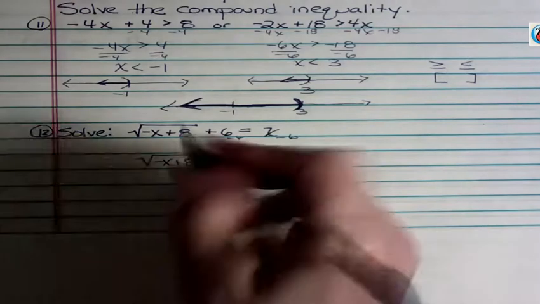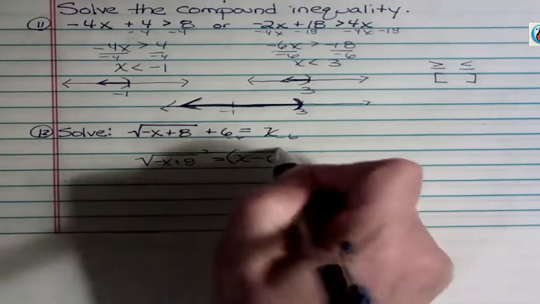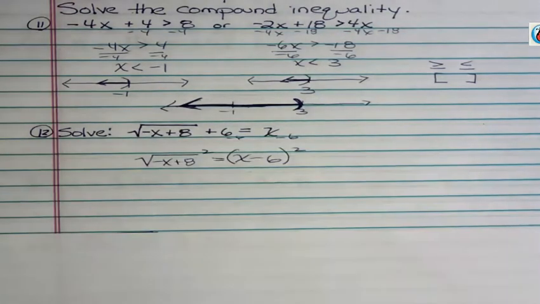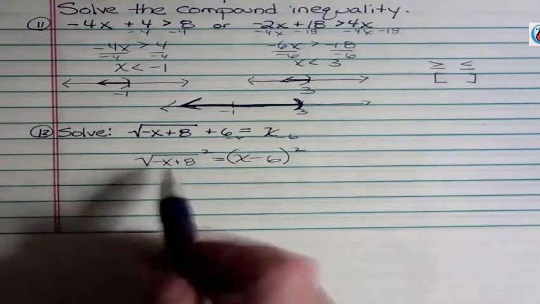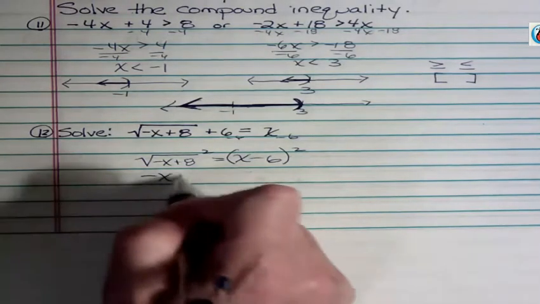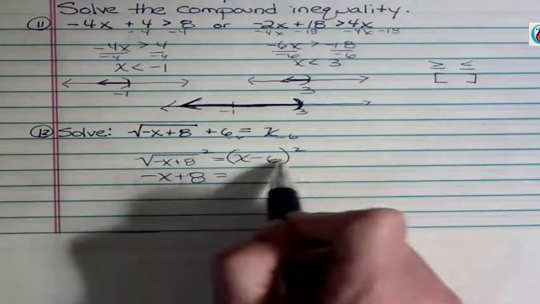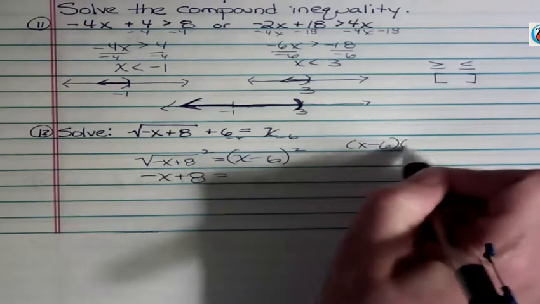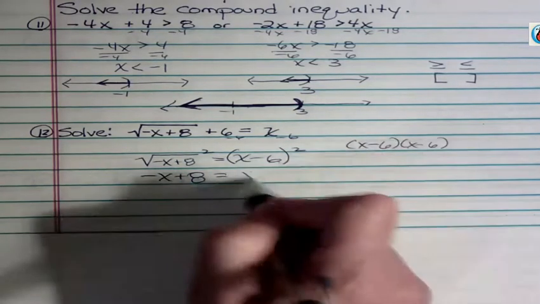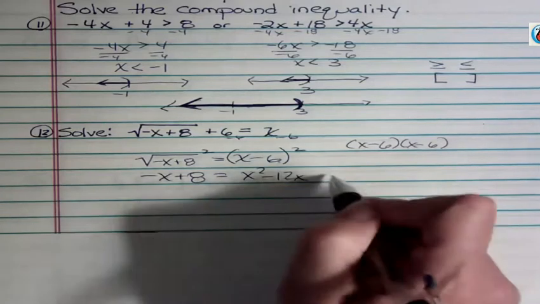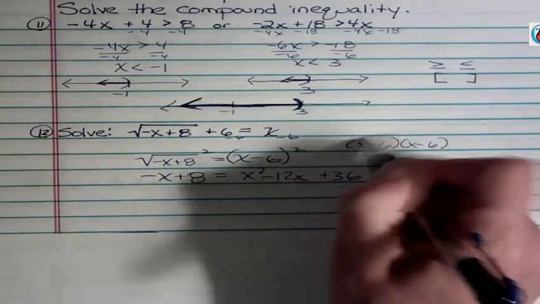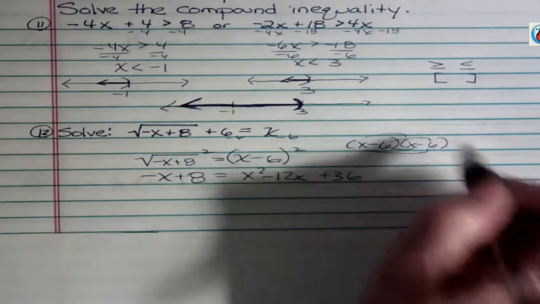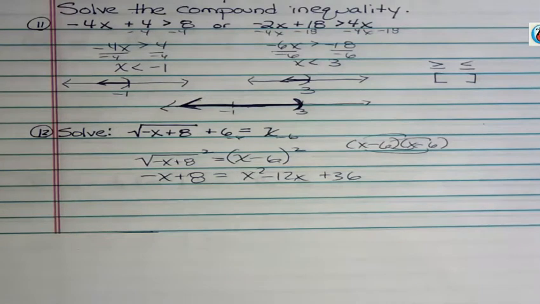So I'm going to square this side, and if I square this side, I need to remember to square it as a binomial. This square root to the second power is negative x plus 8. What happens over here? It's not x squared plus 36. Remember, you have to FOIL it, so you actually get x squared minus 12x plus 36. That's the FOIL that you should be familiar with from your previous algebra experience.